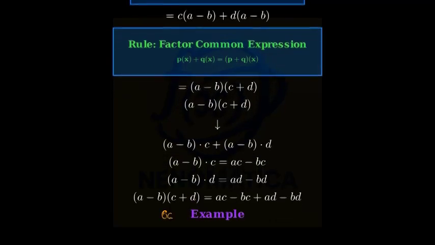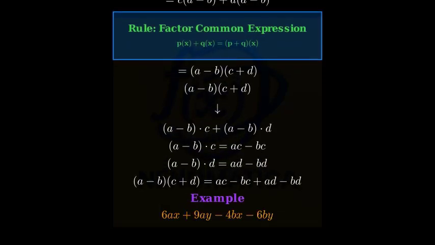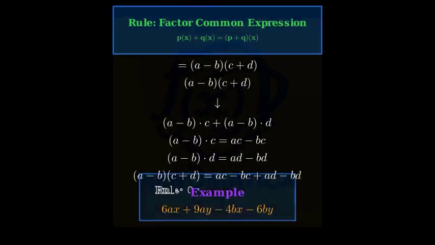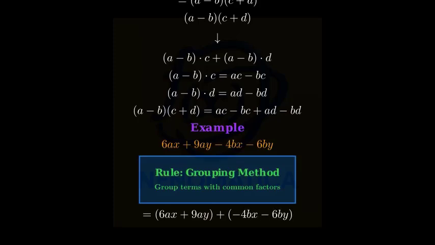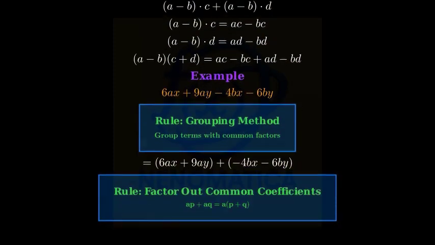We need to factor the expression 6ax plus 9ay minus 4bx minus 6by. Again, let's look for patterns and common factors. Let's start by grouping the terms with similar variables. We get (6ax plus 9ay) plus (negative 4bx minus 6by). In the first group, we can factor out 3a.